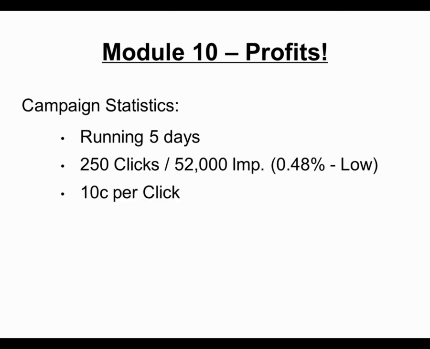If I step on to the next one, so I've paid, obviously from those numbers, 10 cents a click on those clicks. So I've spent $25. So in those 5 days, like I said, took a day or so for traffic to start to arrive. But once it did, I've spent $25 on traffic. And so I'm getting that 250 clicks at 10 cents a click.